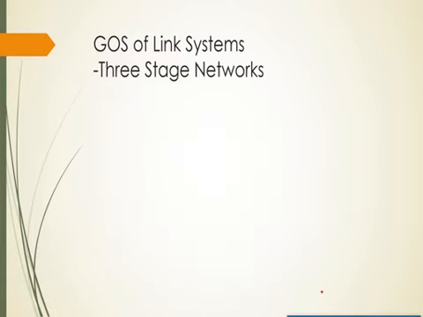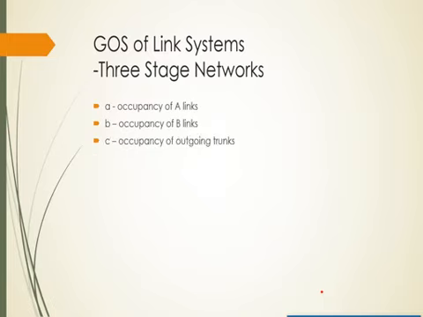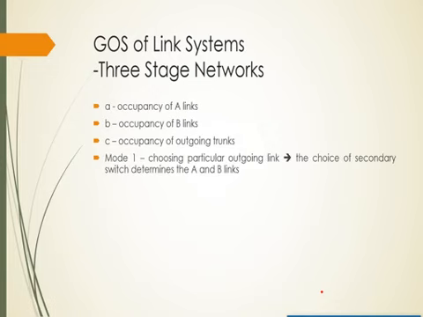Similarly for the three-stage network, if A is the occupancy of the A links, B is the occupancy of the B links, and next we have the outgoing trunks, that is C, which is the occupancy of the outgoing trunks. Then under mode 1, when we are choosing only one particular outgoing link, we have to identify the probability of that particular link being busy, which will give me the grade of service for the three-stage network. Now this is determined separately based on the A and B links.